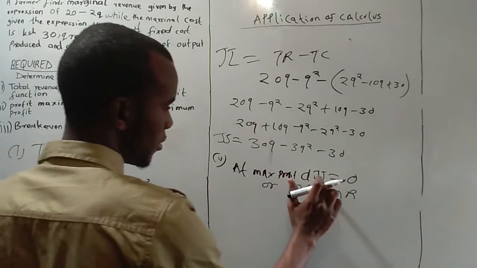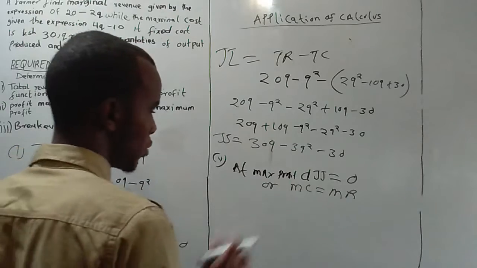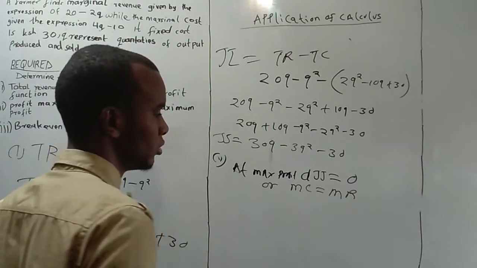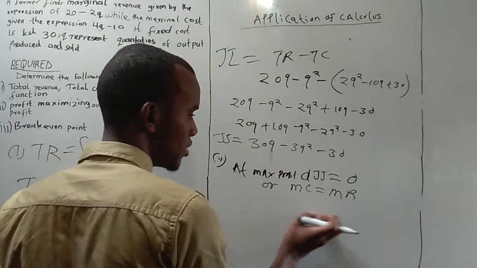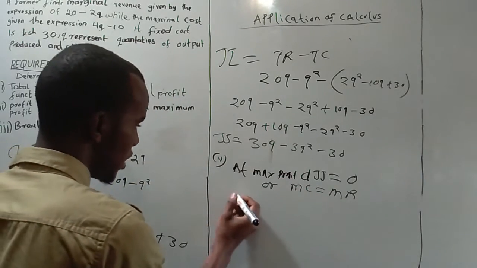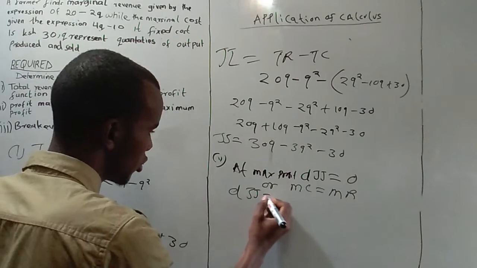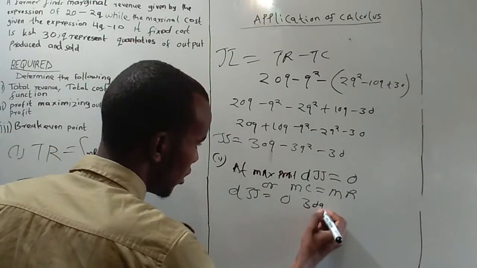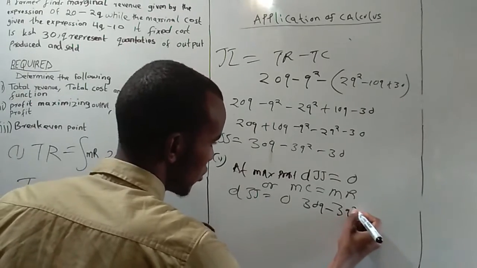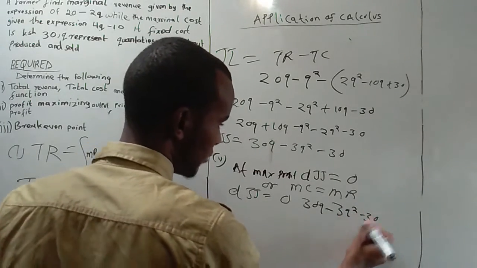Let's start with the derivative of the profit. We can do it in these two approaches. You can use the derivative of the profit, or you can equate the marginal cost with the marginal revenue. If I start with the derivative of the profit equal to 0, remember my profit is 30q minus 3q squared minus 30.